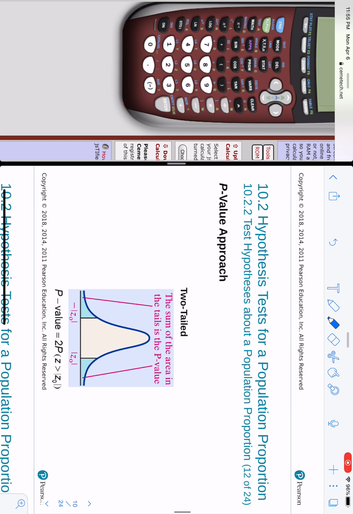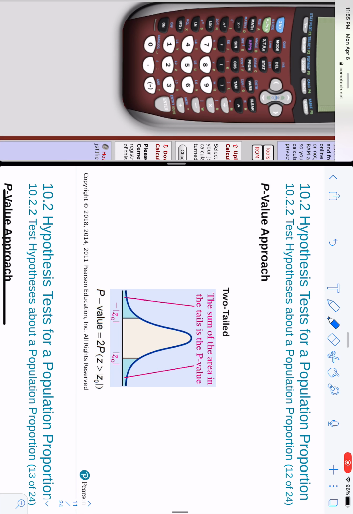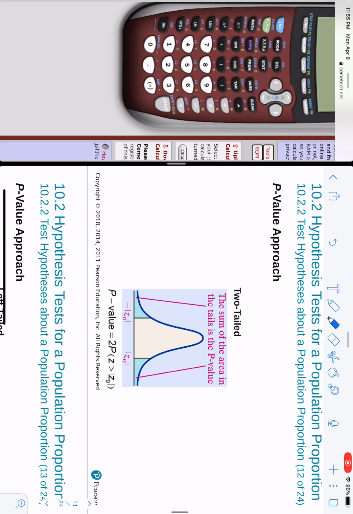So what does the p-value approach tell us, or how does the p-value approach work? Of course, we have to find the p-value. So for a two-tailed test, it is simply the area above the absolute value of the test statistic multiplied by 2.